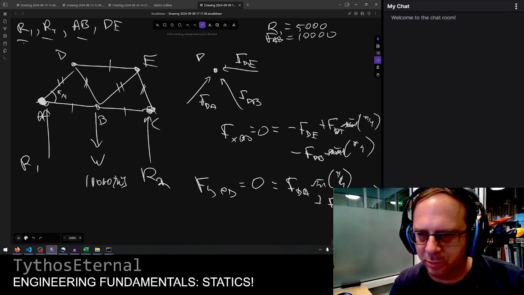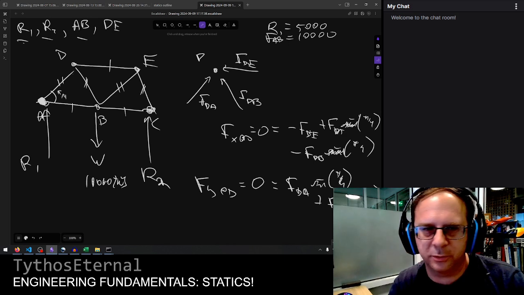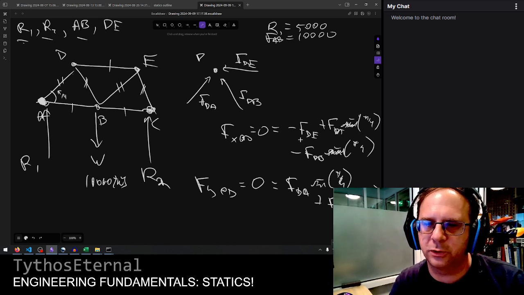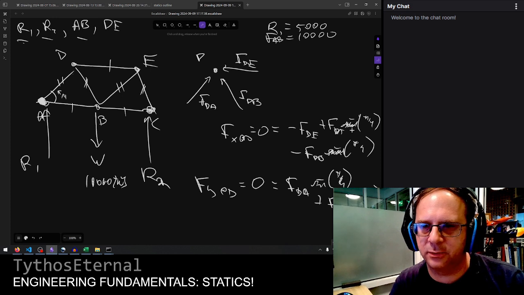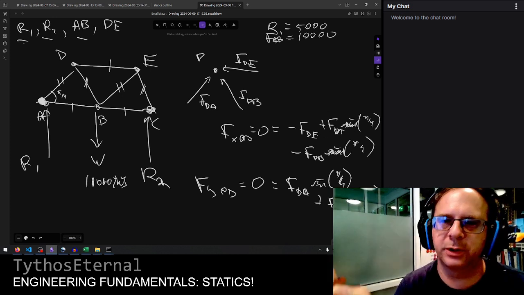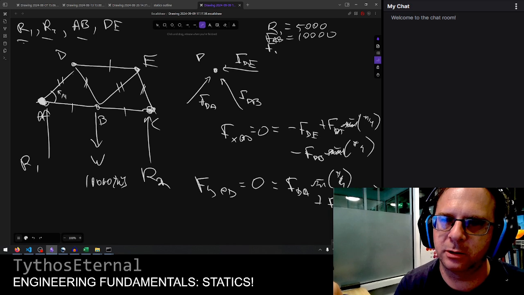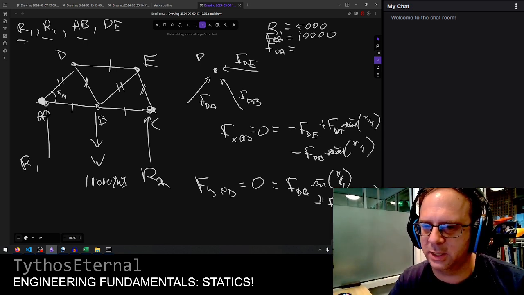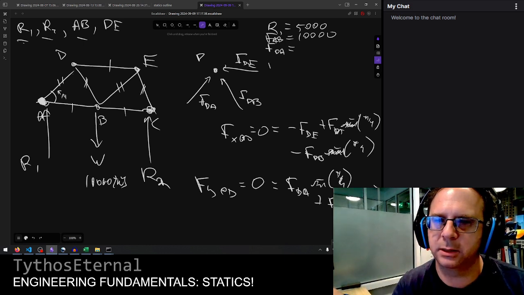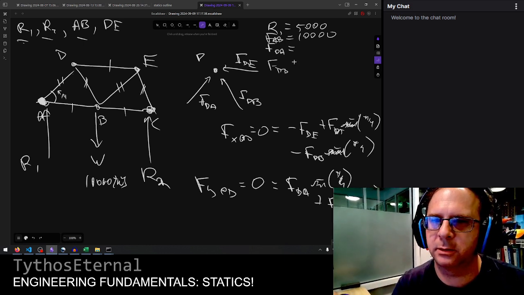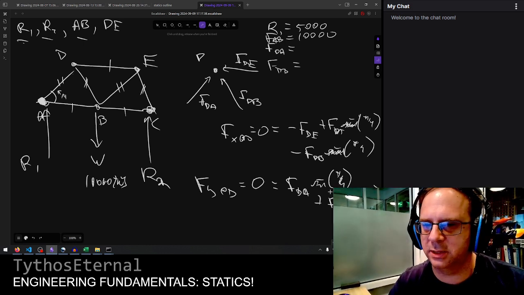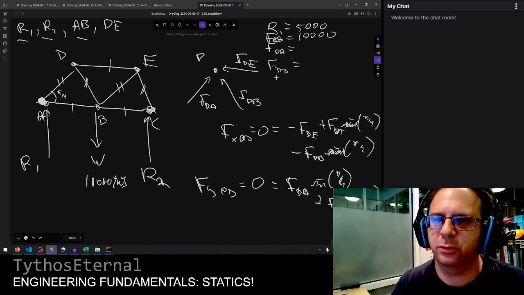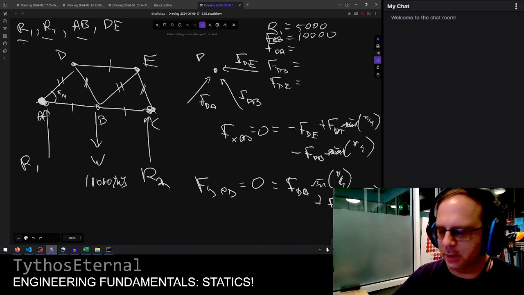I'm trying to remember if there's some symmetry shortcut I used here. Let's see, B, D. We want to know this. We know DA from our previous. I should have written that one down. Let's see, DA, that means we know DB. And if we know DB and DA, we know what force DE is, right? So we just need to solve for those values.